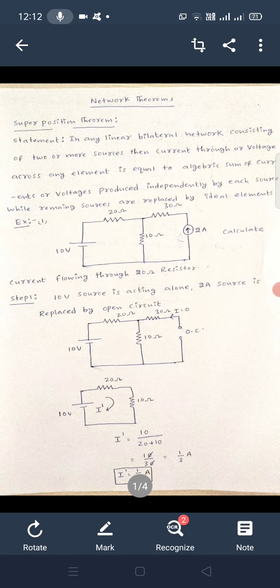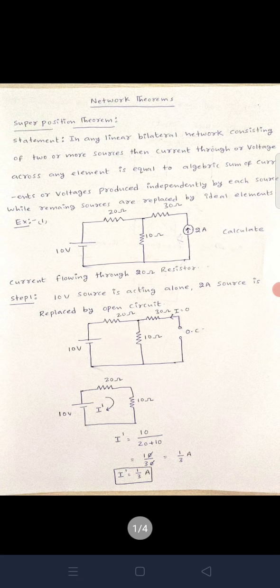Let us consider an example. From the example, the circuit has one voltage source and one current source. That is, the voltage source is 10 volts and the current source is 2 amperes. In this problem we have to calculate the current flowing through the 20 ohm resistor by using the superposition theorem.